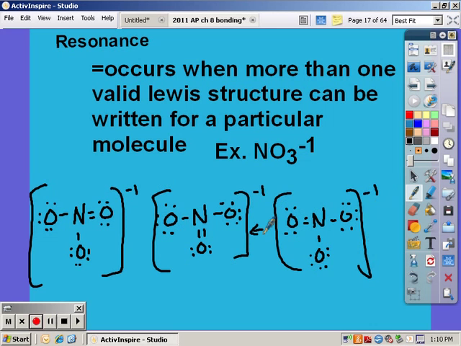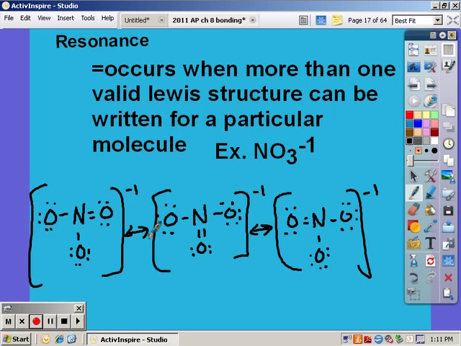All of these are correct. And actually not one of them is correct, all three of them are correct. It's a hybrid of all three of these. So you have to draw all the Lewis structures and put those double-headed arrows showing that not one of them but all of them are correct.